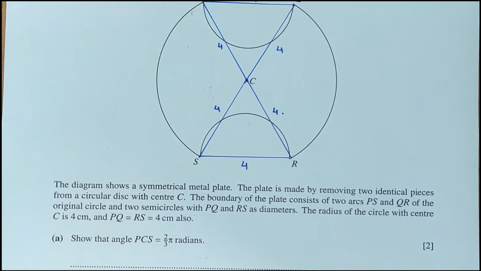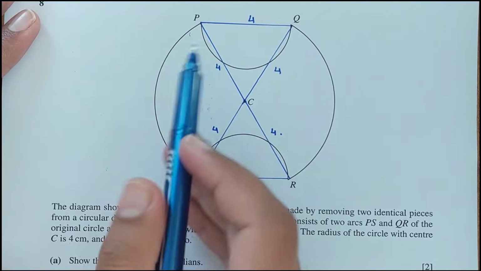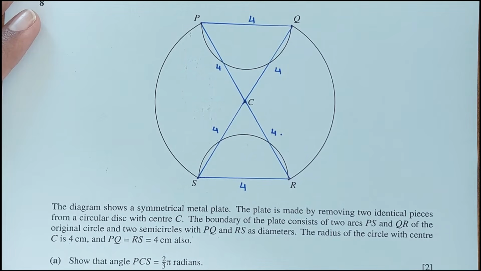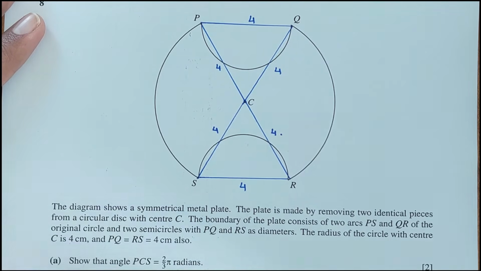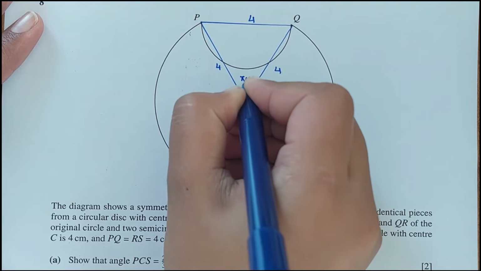So if these are 4, and we consider the triangle PQC or RSC, all three sides are the same, so this is an equilateral triangle. All three angles should be equal to 60 degrees, and 60 degrees in terms of radians is pi by 3. Yes, pi by 3, 60 degrees. So all the angles are pi by 3.